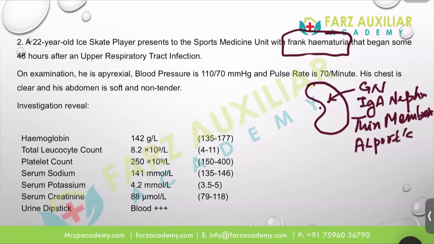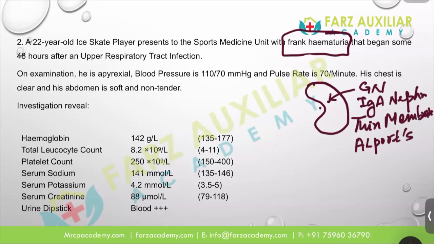which is also very common for MRCP. Alport syndrome is a congenital problem where the collagen is deficient, the type of collagen is not right. So the basement membrane becomes weak. And because the basement membrane is weak, the patient develops hematuria.